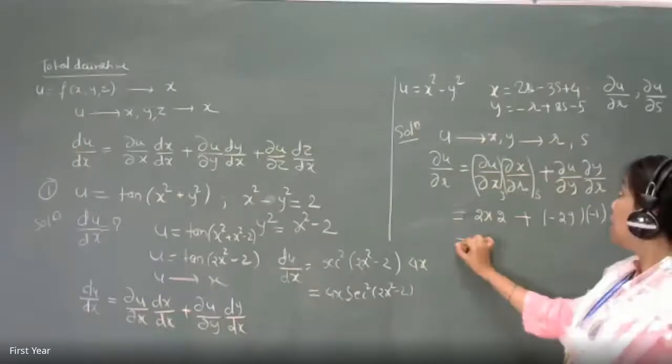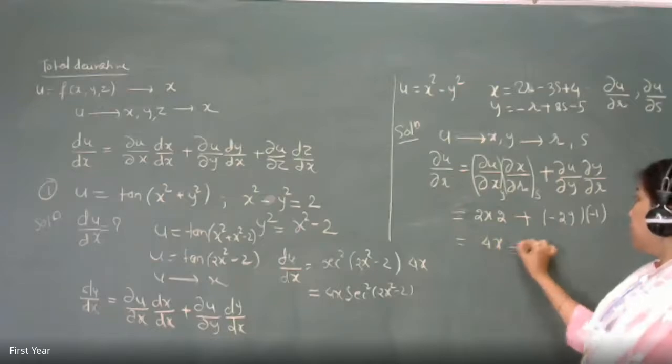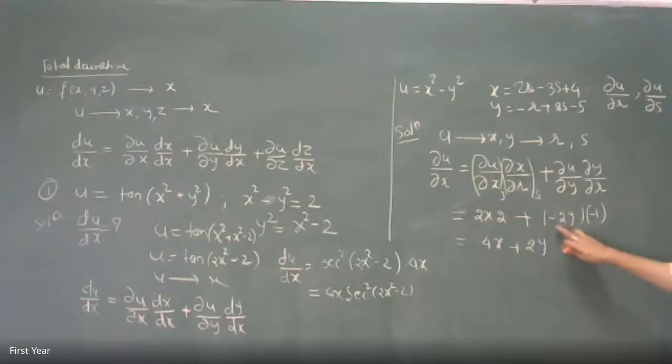So what is your final answer? It is 4x plus 2y minus 6y plus 2 plus 1. Minus 2y minus 1 is plus 2y. So this will be present in the option.